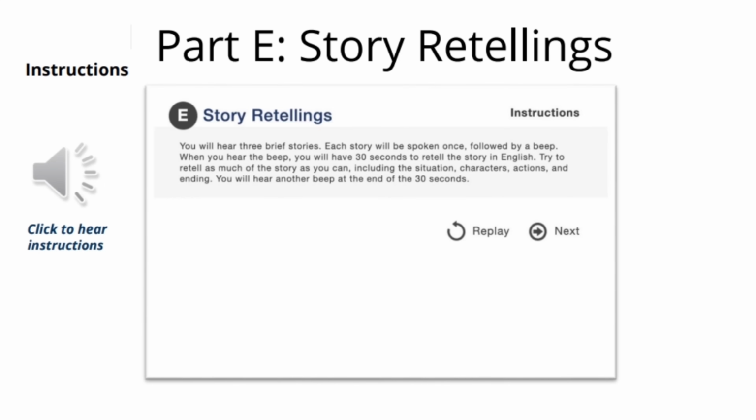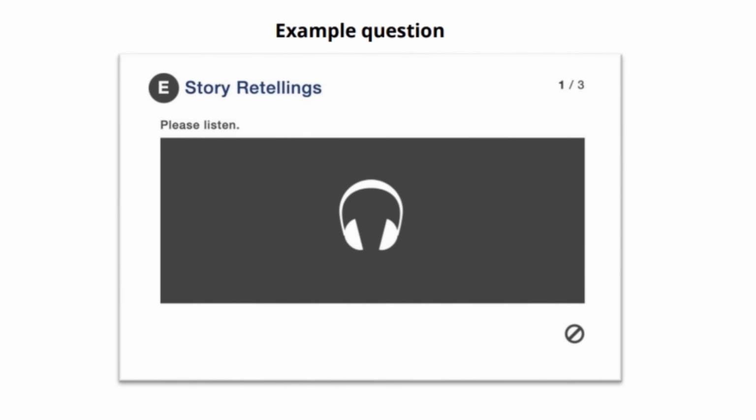Let's move on to our next section, story retelling. This section is pretty similar to what we have in non-voice Versant. In this section, you will hear 3 short stories. Each story will be spoken once, followed by a beep. When you hear the beep, you will have 30 seconds to retell the story in English. Let me share a simple story.